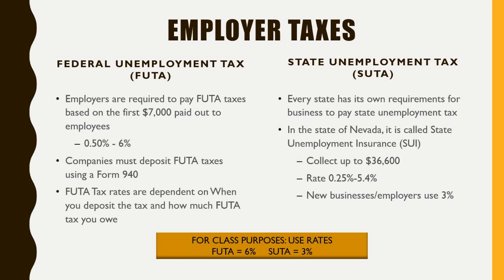Now the other employer taxes that we are subject to is going to be federal unemployment tax, also known as FUTA, right? This is the one that's very, very popular, where it does say here that this is a federal tax that is required to be submitted, okay? So in this case, federal unemployment can range anywhere from 0.5% to 6%, right?